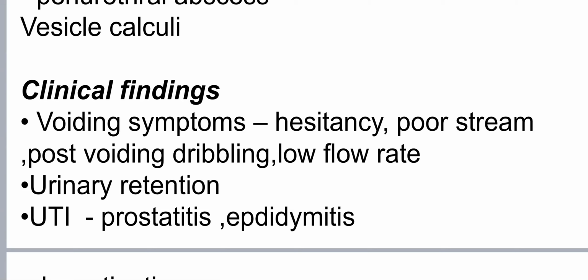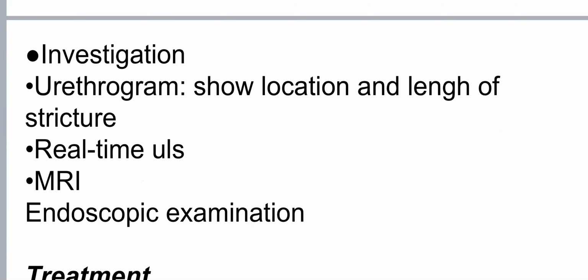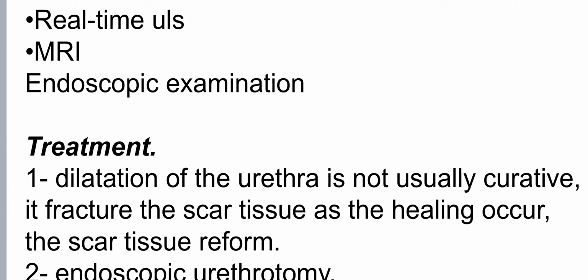Investigation. Urethrogram, or the retrograde urethrogram, RUG, shows the location and length of the stricture. Real-time ultrasound is a new trial for finding urethral stricture, especially anterior urethral stricture, by finding the fibrotic segment by ultrasound. Also, MRI is very important in the diagnosis of this stricture, and the real diagnosis is by endoscopic examination.